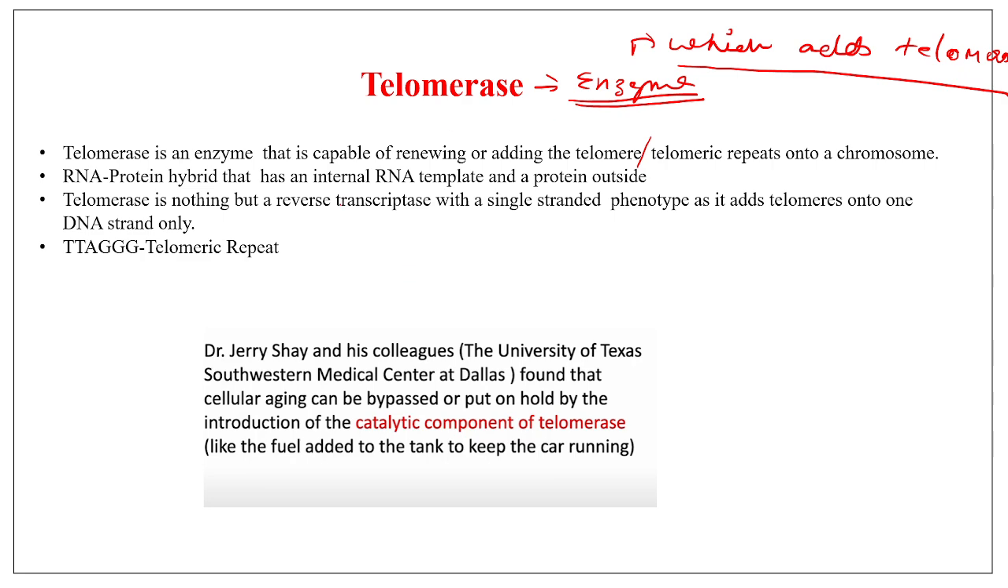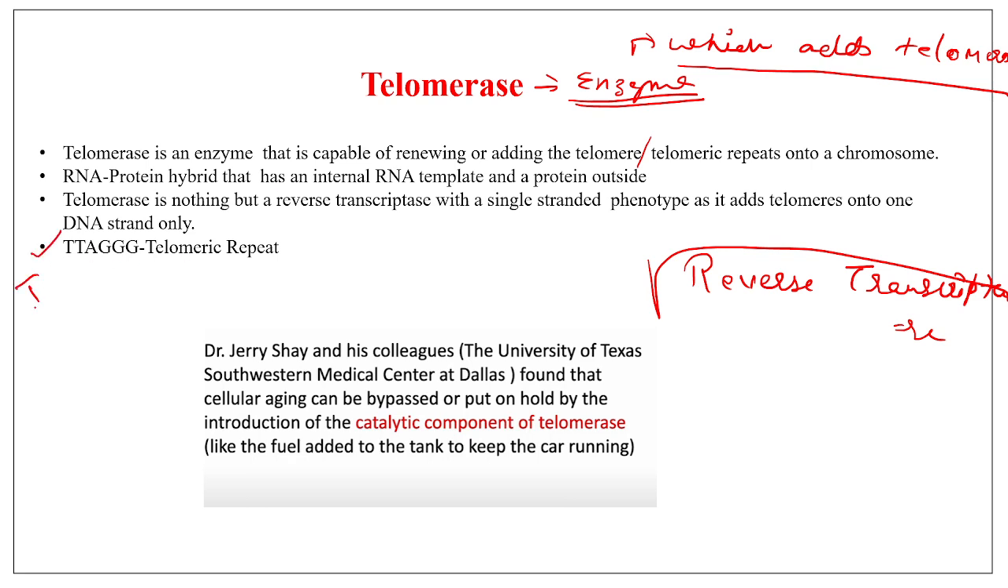What is telomerase? Telomerase is an RNA protein hybrid that has an internal RNA template and a protein outside. Telomerase is nothing but a reverse transcriptase, as it adds telomeres onto the DNA strand only. Important: telomerase is basically a reverse transcriptase. This is an important point. Always remember that telomerase is a reverse transcriptase. And what is the sequence of the telomeric repeat? TTAGGG. It is important. You should remember the sequence of the telomeric repeat.